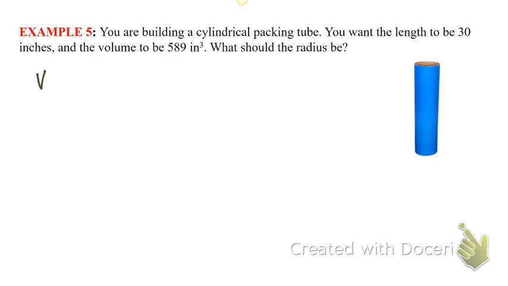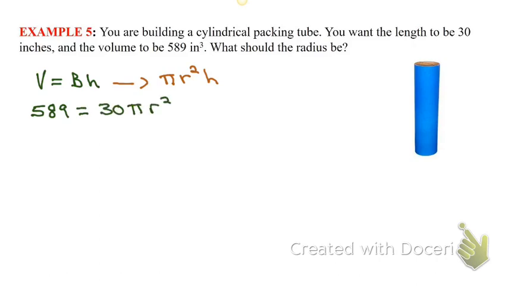And remember, the formula is V equals base area times height. But I also wanted to point out, let me just go back here, that formula can be switched to pi r squared times h. Now, 589 equals 30, which is the height, that's our h, and then pi r squared. So, r squared, now, where did I get that number from? Well, I took 589 and I divided by 30 pi.